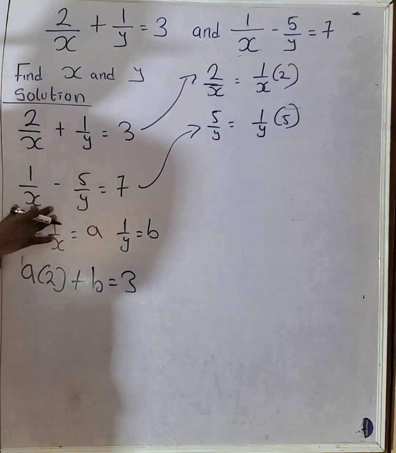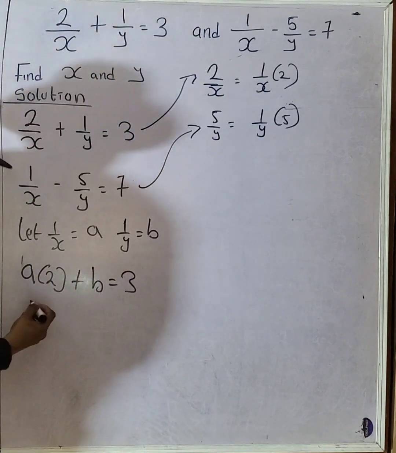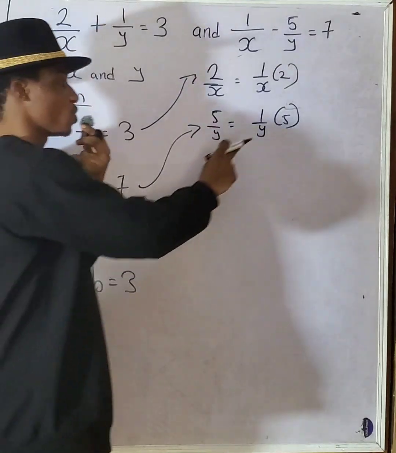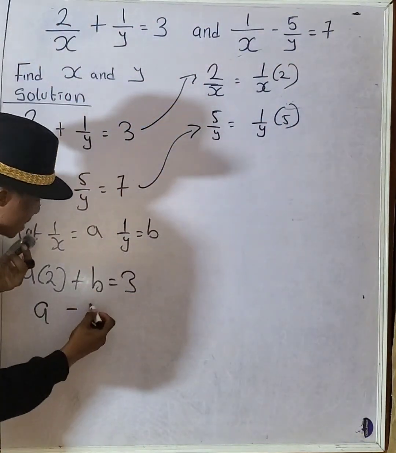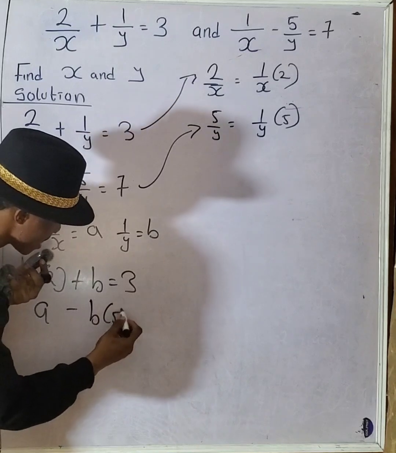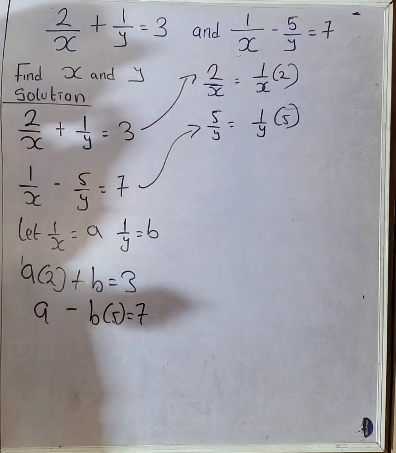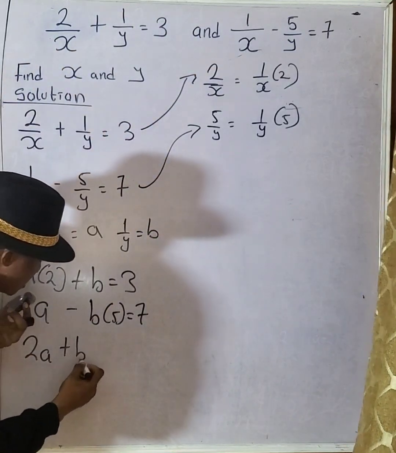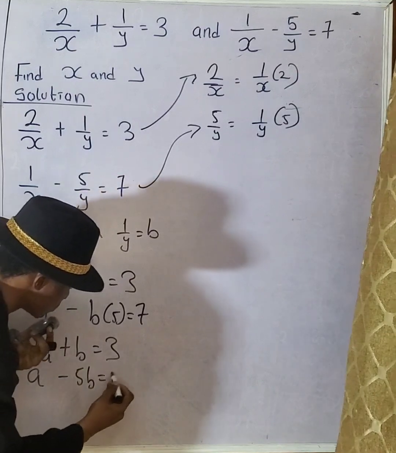Now, for the second equation, we have 1 over x. Don't forget that we have already said let 1 over x equal a. So I'm going to have a minus 5 over y, which is still the same thing as 1 over y times 5. And 1 over y is what? b. So I'm going to have minus b multiplied by 5 equals 7. Are you following? Okay, rewrite the equation. This will become 2a plus b equals 3 and a minus 5b equals 7.